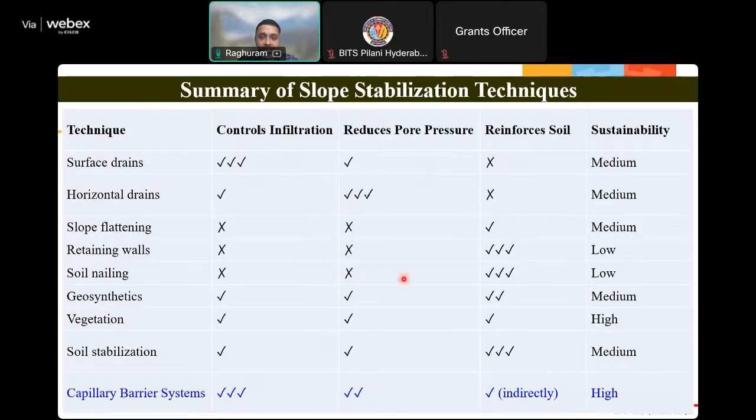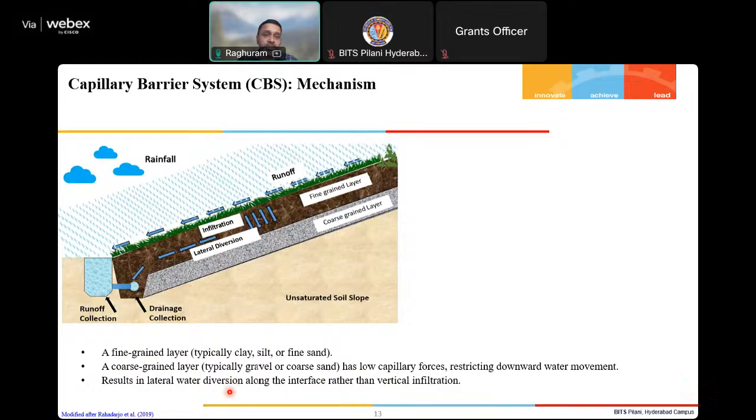Similarly, soil nailing cannot control anything regarding the infiltration or pore pressure, but it reinforces the soil. Here in the capillary barrier system, yes, it controls the infiltration, it reduces the pore water pressure, and it reinforces the soil. How is it reinforcing? It indirectly reinforces the soil. I'll explain how it reinforces the soil in the coming slides. So here, what is the mechanism involved in the capillary barrier system?